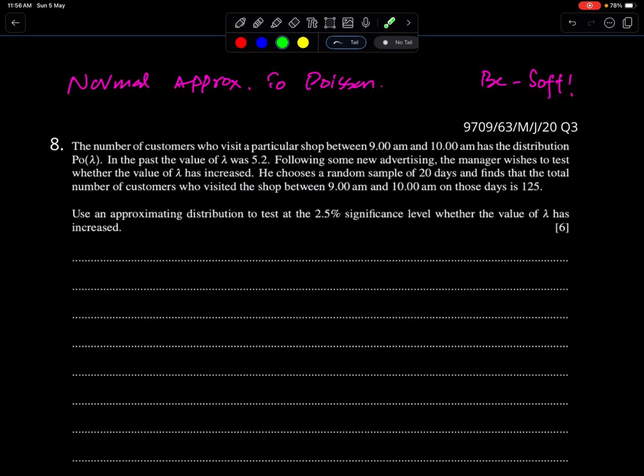The number of customers who visit a particular shop between 9 a.m. and 10 a.m. has the Poisson distribution. In the past, the value of lambda was 5.2. Following some new advertising, the manager wishes to test whether the value of lambda has increased. So H1 has a greater sign.